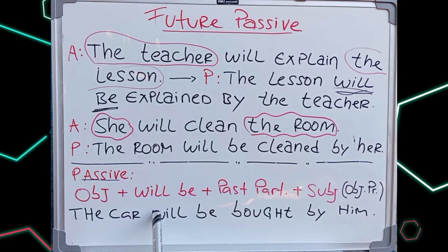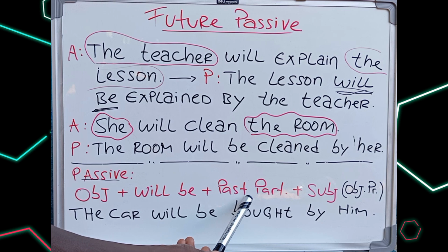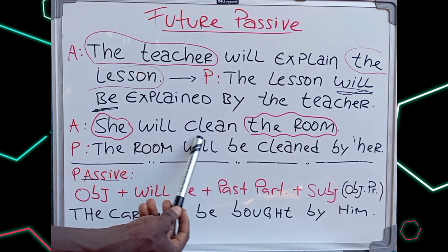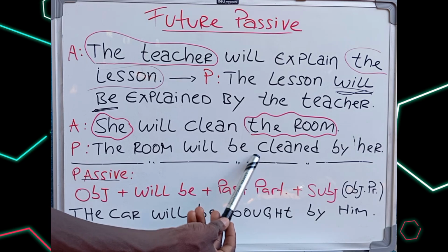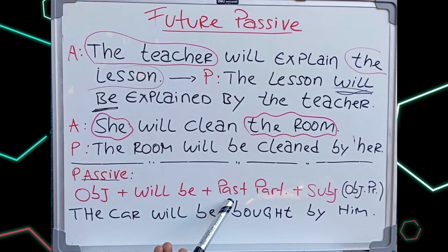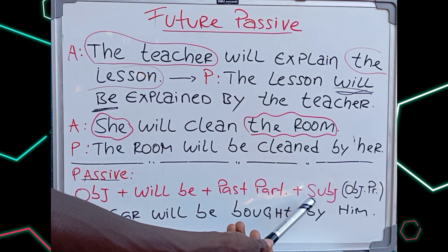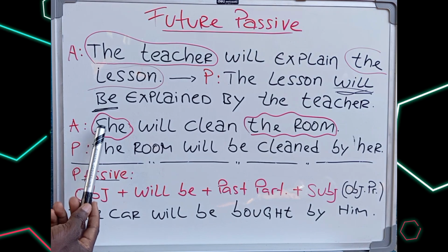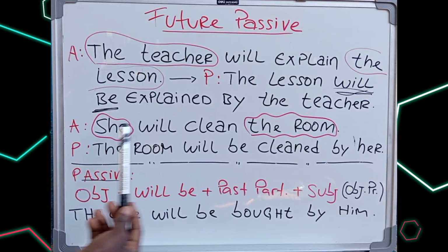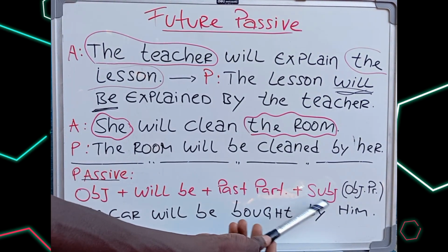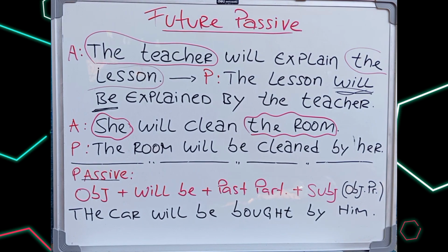Then we have will be, which is part of the formula. The room will be. Then we have the past participle of the main verb, clean. This is the main verb. The room will be cleaned. Past participle. Then we have the subject. She. She will clean the room. This she comes at the end, subject, okay?